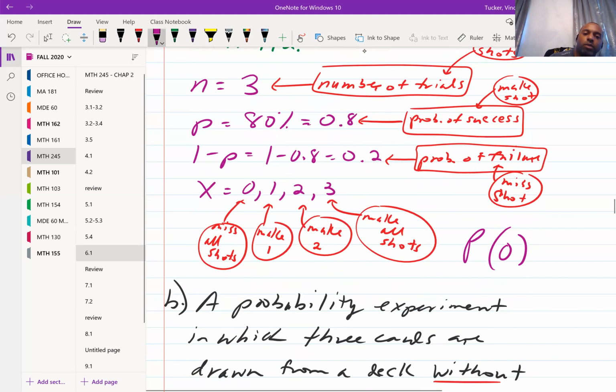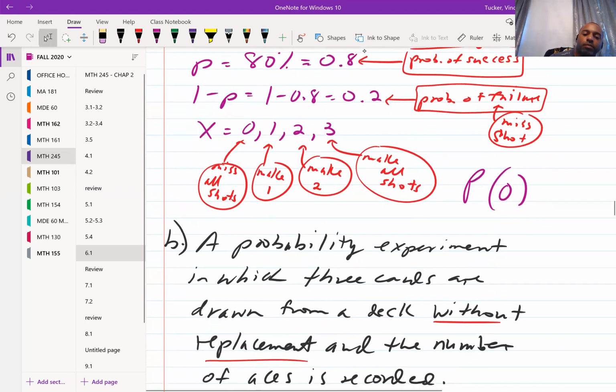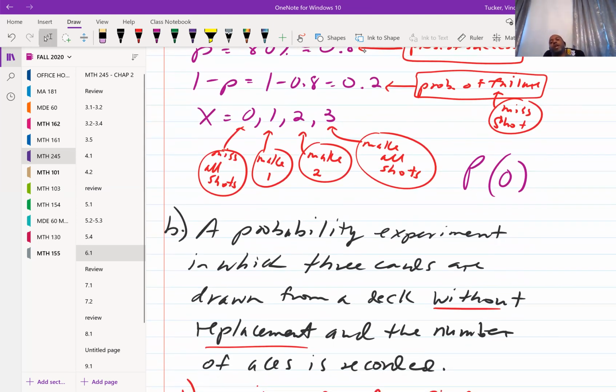All right. Scrolling up. All right. B: a probability experiment in which 3 cards are drawn from a deck without replacement. I underline that because that's key in our determination. Without replacement, and the number of aces is recorded. So remember, we want to determine if this fits a binomial probability experiment. First thing we have to do though is see if it meets the 4 criteria.